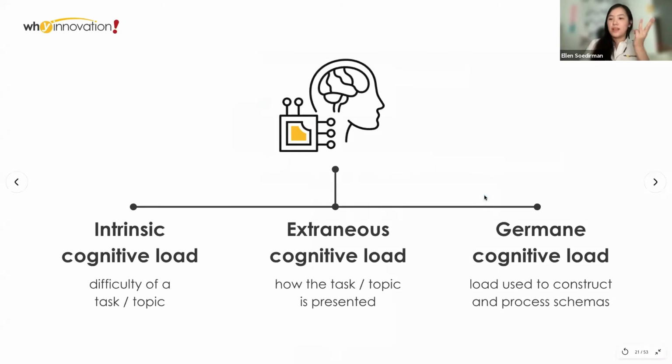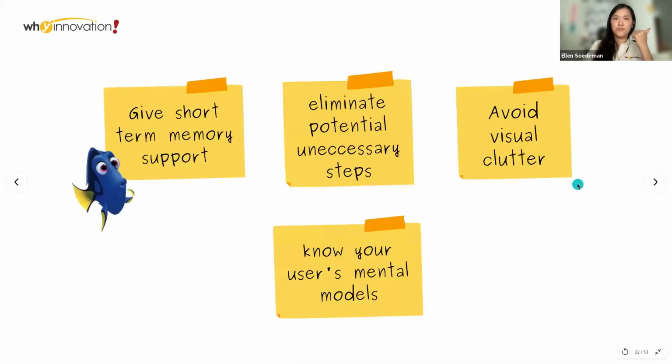So there are three main types of cognitive loads. There's an intrinsic cognitive load, which is the difficulty of a task or a topic. We have the extraneous cognitive load, which is how the task or topic is presented. And we have germane cognitive load, which is the load used to construct and process schemas. It's when you need to remember something permanently. Okay, we don't need to touch very deeply into these. These are just a helicopter view.